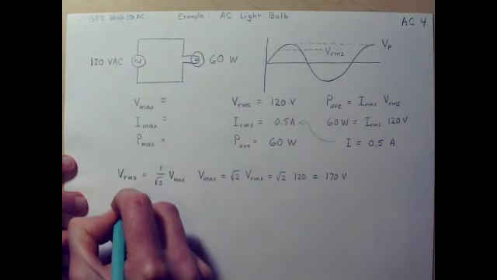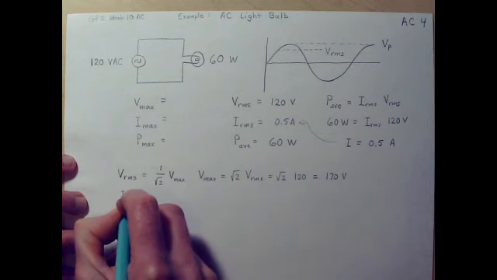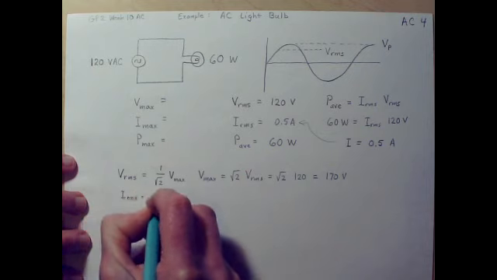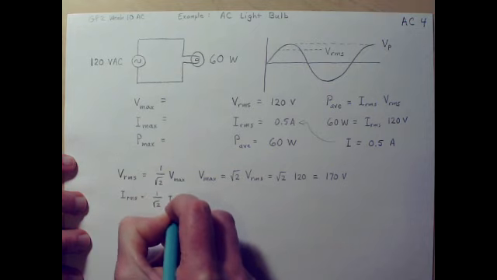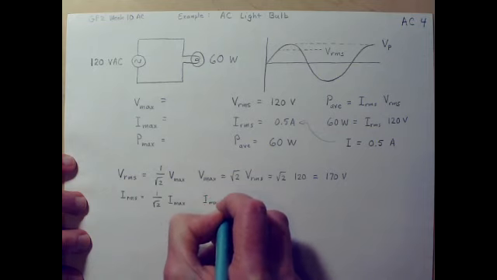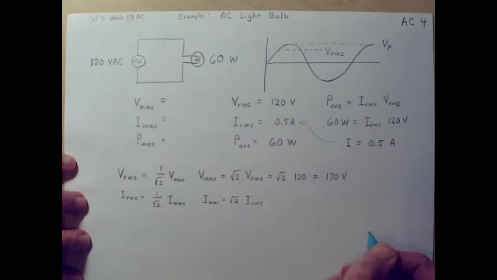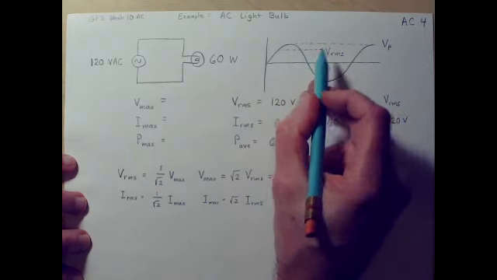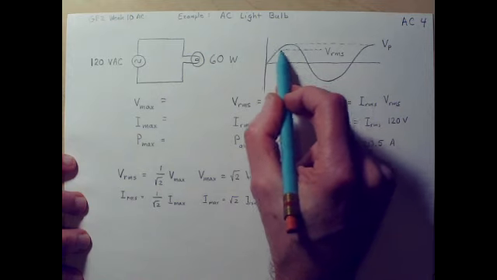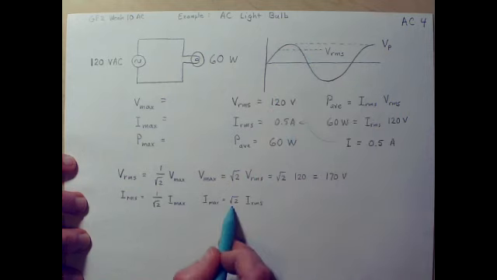And IRMS we can figure out, well, to get I max, we can use the same relationship. IRMS is 1 over the square root of 2 times I max. But that just means that I max is the square root of 2 times IRMS. To help you remember which way these things go, just remember the RMS value is smaller. The peak is the top, and the RMS is something less. So if you've got the RMS and you're trying to find the peak, multiply by the square root of 2. That's 1.4. It's going to be a larger number.